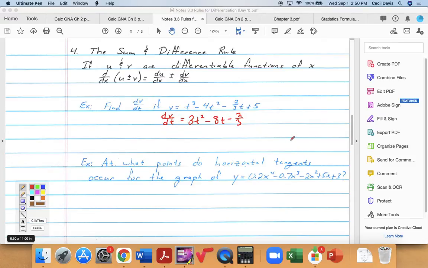Notice there's two different rules about constants. The derivative of a constant is 0. If you have a constant multiple, you keep that constant and then multiply it times the derivative.